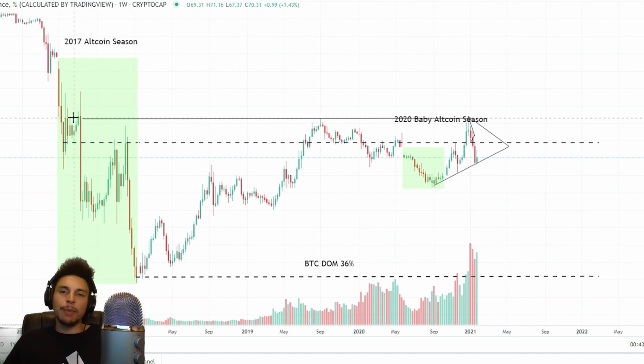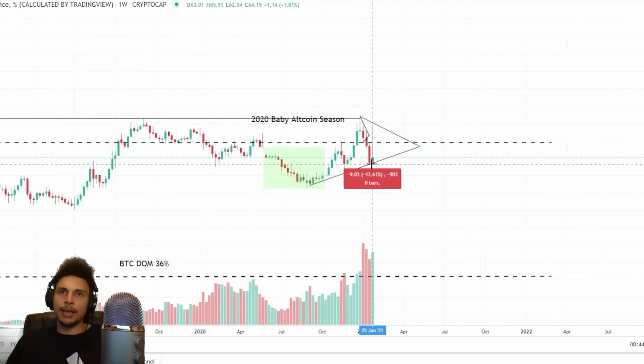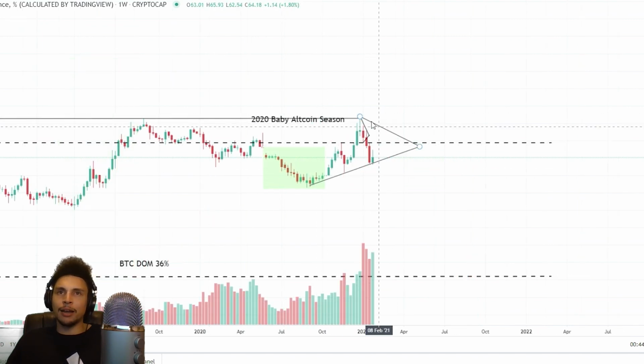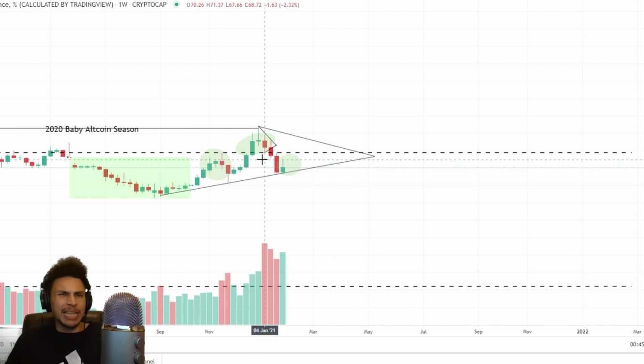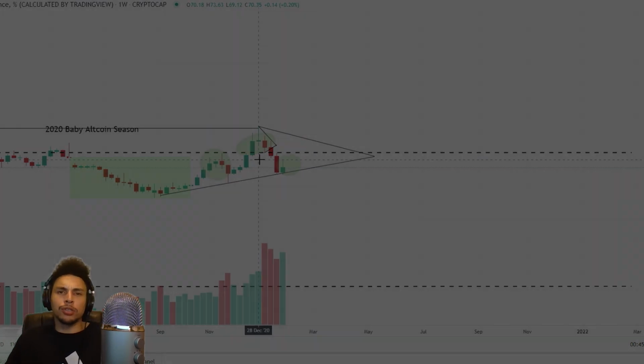But guys, make sure to keep your eye on the 73% Bitcoin dominance level. Bitcoin hasn't really been above that level since July of 2017. Bitcoin dominance fell about 12% and bounced off of this bottom trend line of this triangle. And once it gets rejected from that point, that will confirm a head and shoulders pattern that's playing out on the weekly. And what's the head and shoulders pattern, guys? Pattern of reversal.